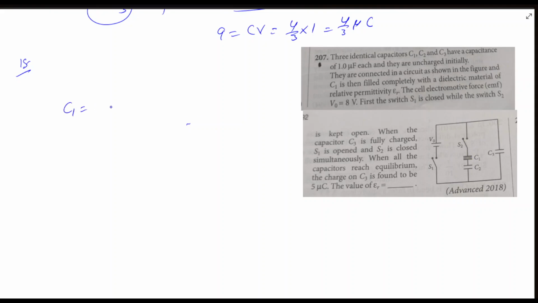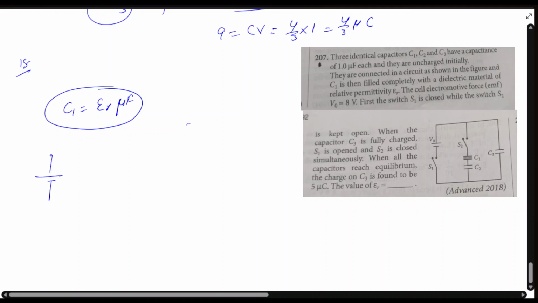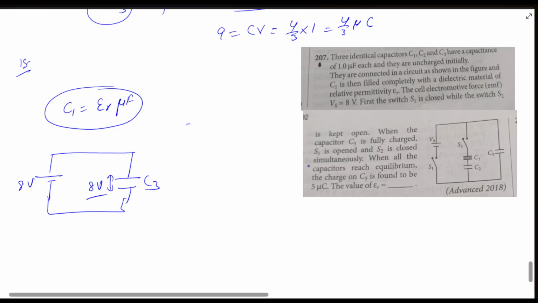So now C1 becomes ER microfarad. This is 8 volt. Okay. First, S1 is closed, so S1 is closed while the S2 switch is kept open. So when it is done like this, the situation will be like this. So this is C3, this is 8 volt, so the potential across it becomes 8 volt, right?